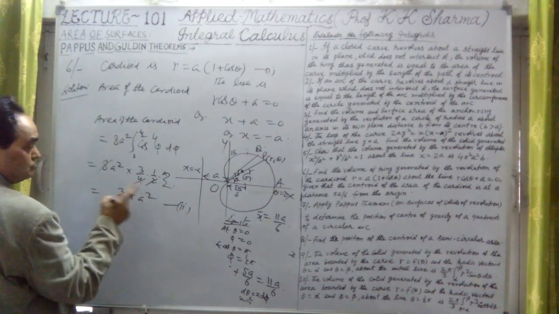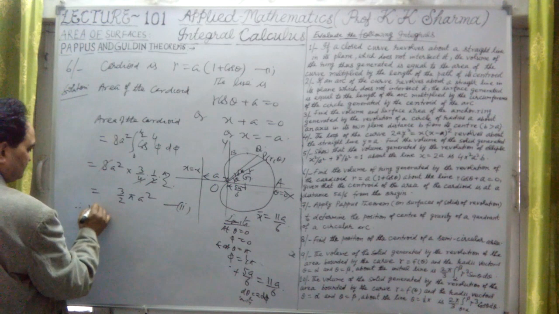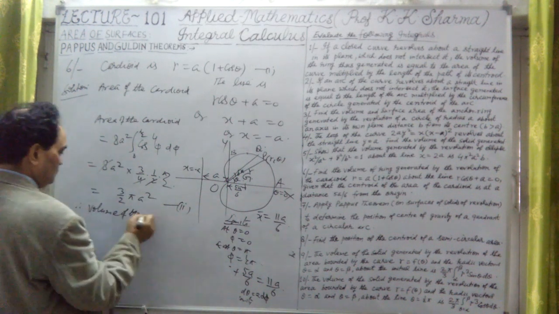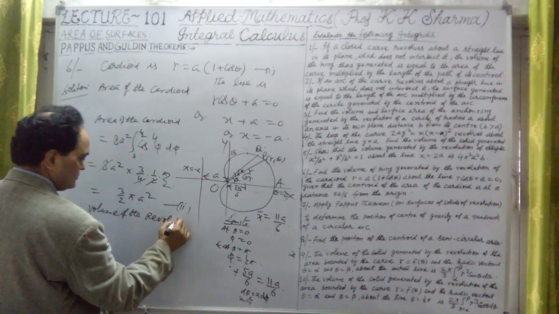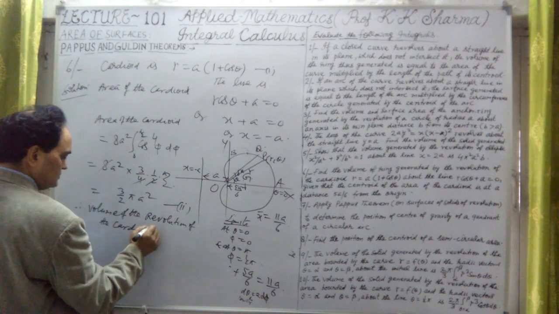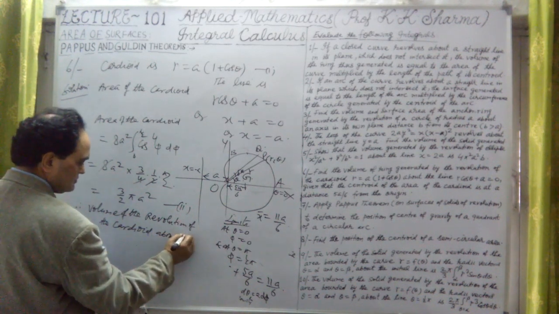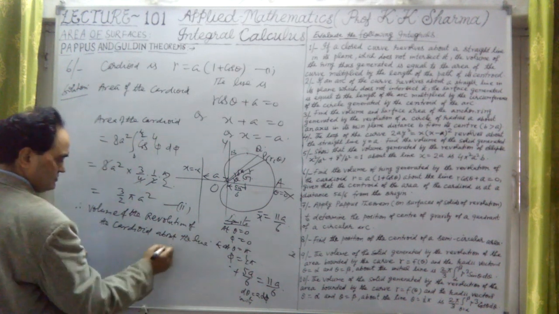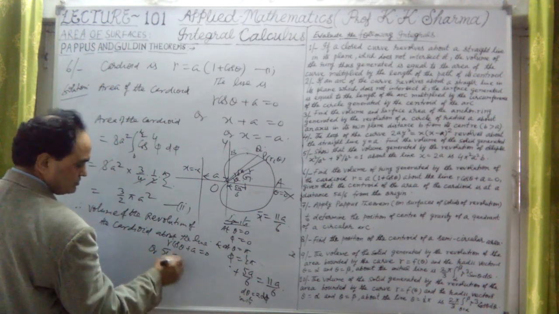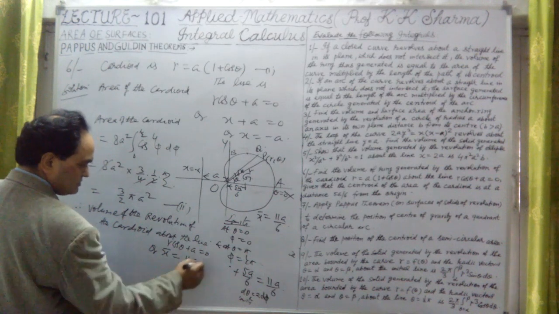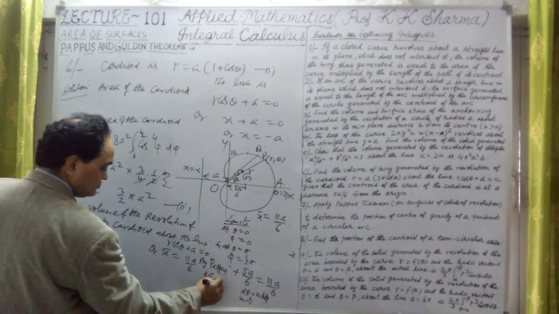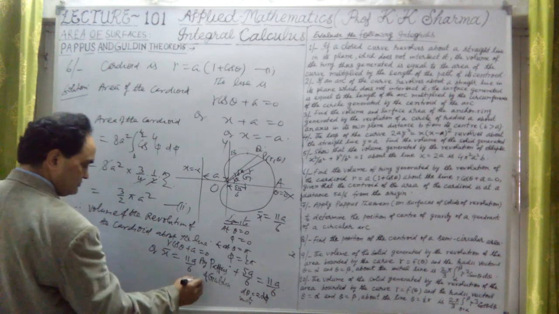Therefore, the volume of revolution by Pappus and Guldin theorem. Volume of revolution of the cardioid about the line r cos theta plus a equal to 0, or x bar, where x bar is equal to 11a upon 6, by Pappus and Guldin theorem, or Guldinus theorem.